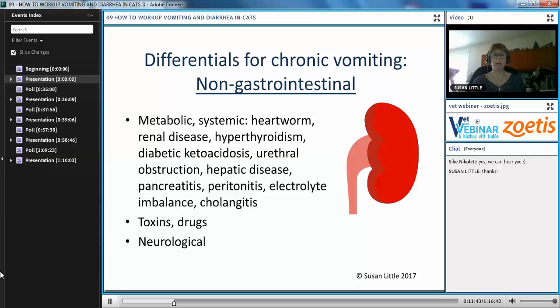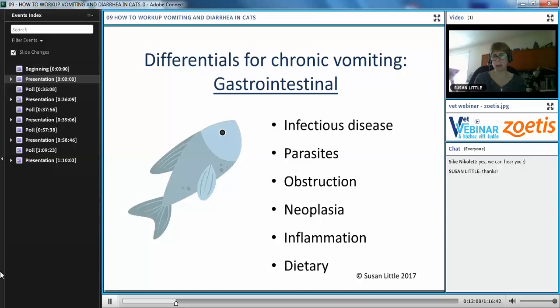We don't see as many neurologic causes of vomiting in cats, but probably under that umbrella would fall something like stress or motion sickness, for example, in addition to organic neurologic disease. So there's a long list of potential causes of chronic vomiting that are outside of the gastrointestinal tract. And so we need to be cognizant of that list. So it's worthwhile to keep a list like that on hand.